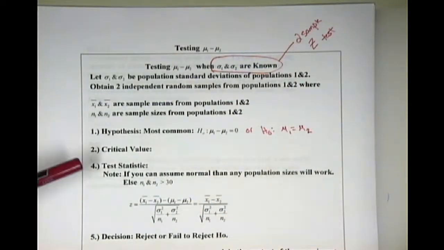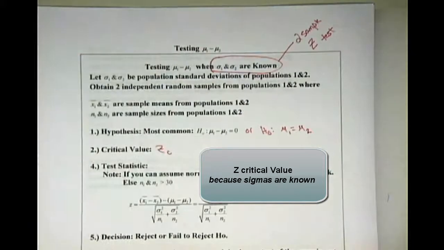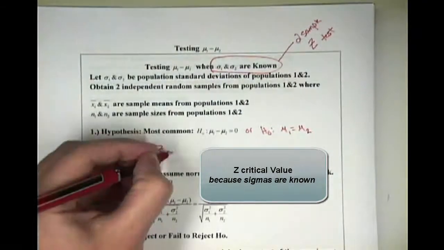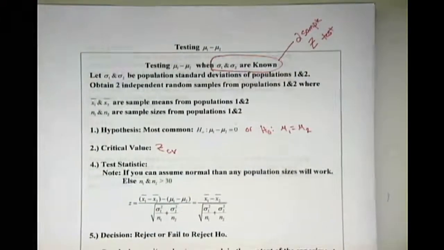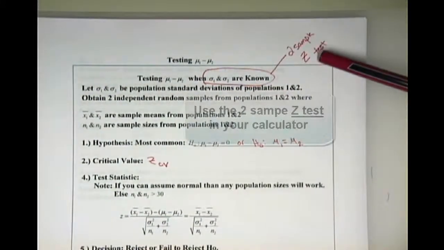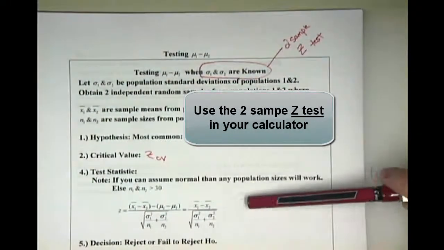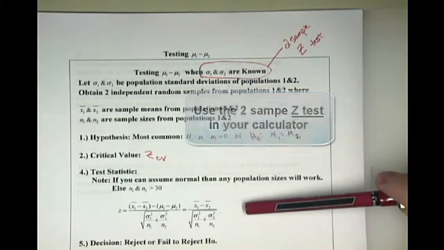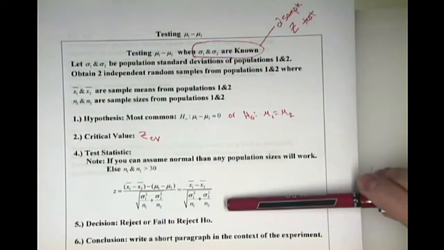If you're doing the critical value method, you would want to look up a z critical value. If you're doing the p-value method, you will want to utilize the two-sample z-test in your calculator. Test statistic, again for the critical value method, or if you're doing the p-value method by hand, is as follows.